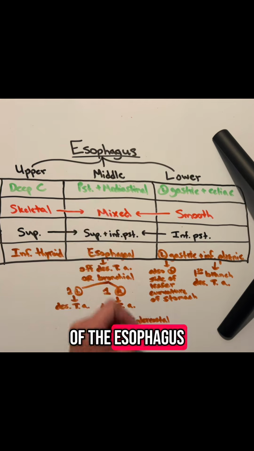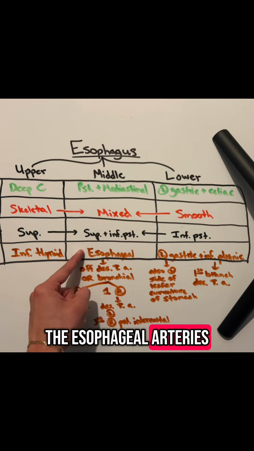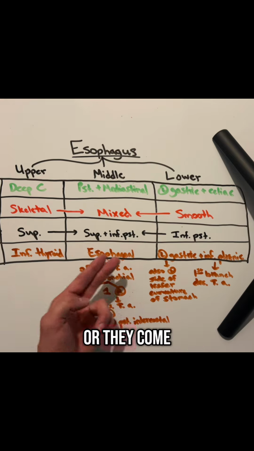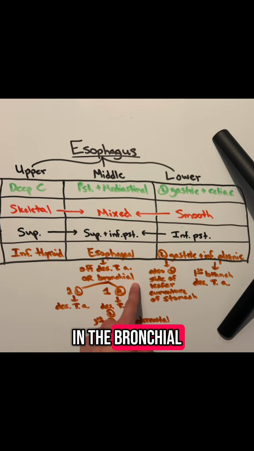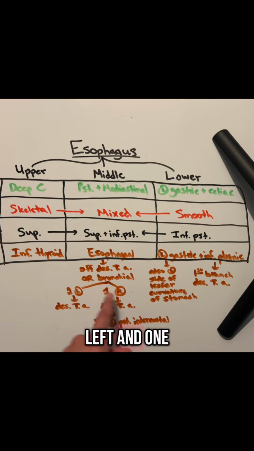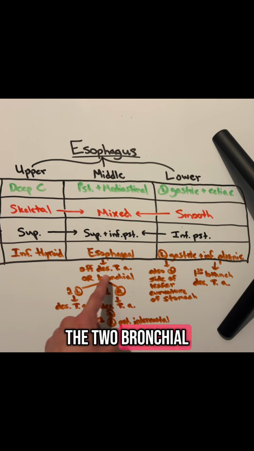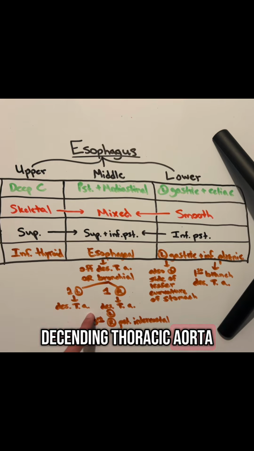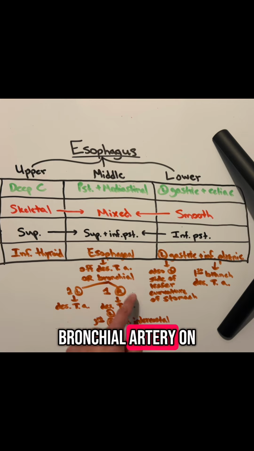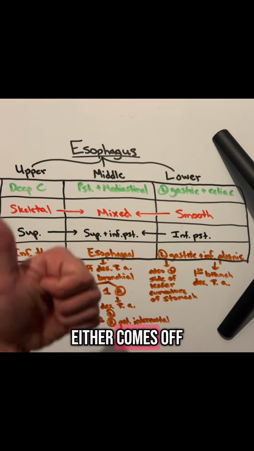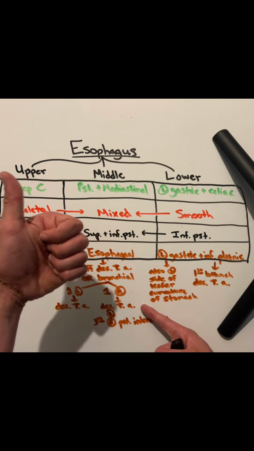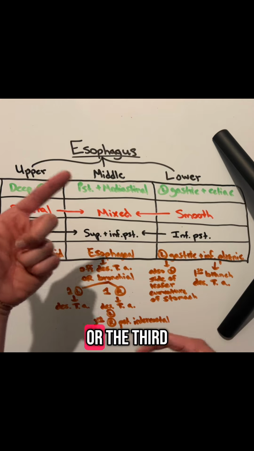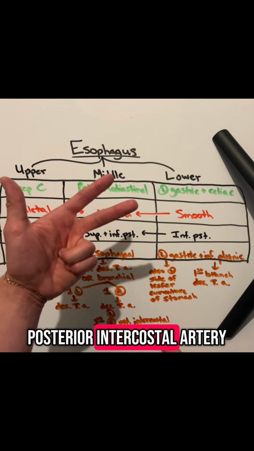The middle portion of the esophagus is perfused by the esophageal arteries, and these esophageal arteries come off the descending thoracic aorta, or they come off the bronchial arteries. In the bronchial arteries, we have two on the left and one on the right. The two bronchial arteries on the left side of our body come off the descending thoracic aorta, whereas the one bronchial artery on the right side of our body either comes off the descending thoracic aorta, one of the two left bronchial arteries, or the third posterior intercostal artery.